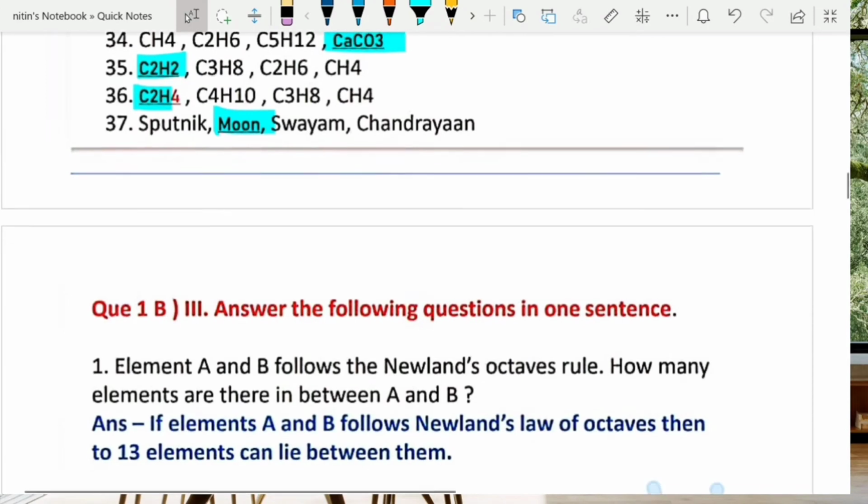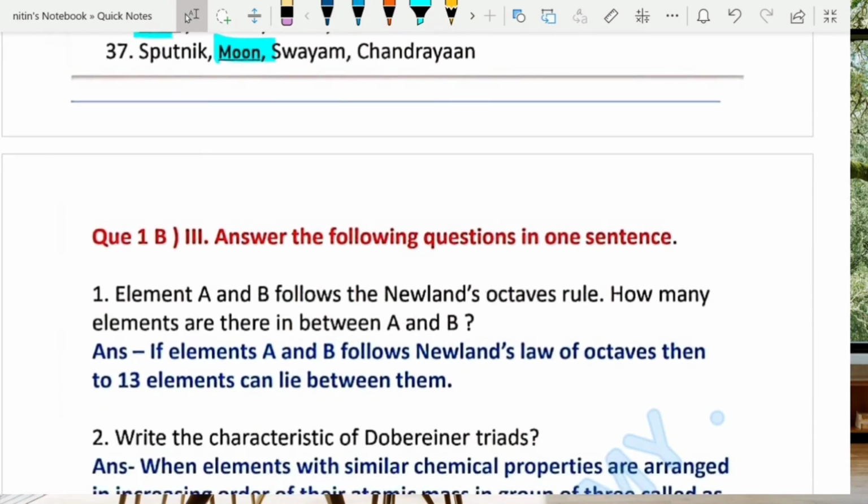Next, question 1B. Third, answer the following question in one sentence. Okay, everyone. Element A and B follow Newlands' octave rule. How many elements are there in between A and B? So here, 13 elements can be octaves, then 13 elements are present.